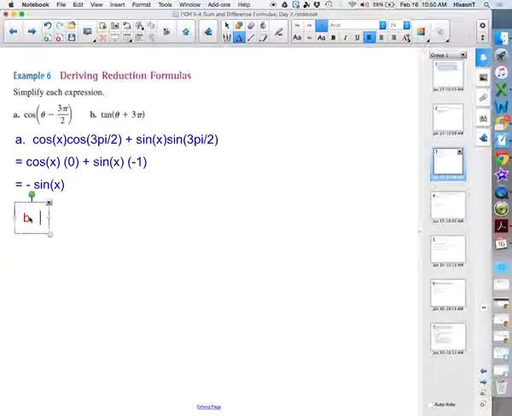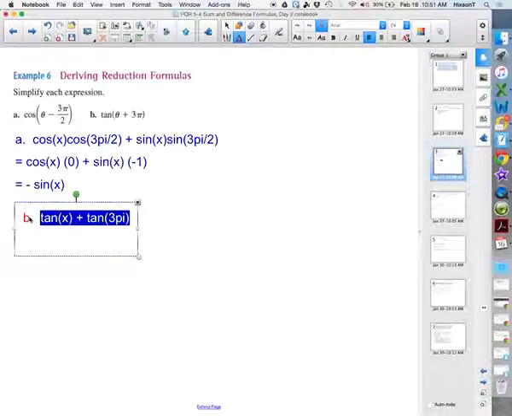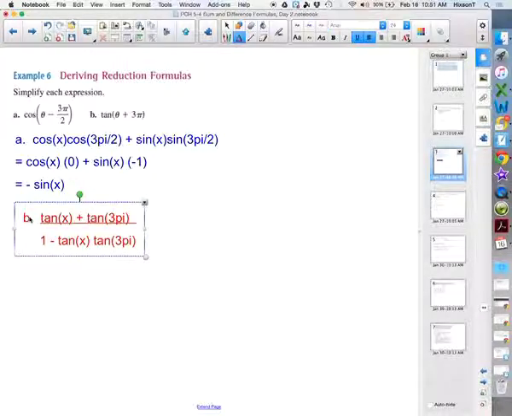Tangent u plus tangent v over 1 minus tangent u times tangent v. Okay, you have the sum of the tangents over 1 minus the product of the tangents when we're doing the tangent of a sum. So it's tangent, I'll call it x again, tangent x plus tangent of 3 pi, and that whole thing is over 1 minus tangent x times tangent of 3 pi. Okay? Now, question, what is the tangent of 3 pi?